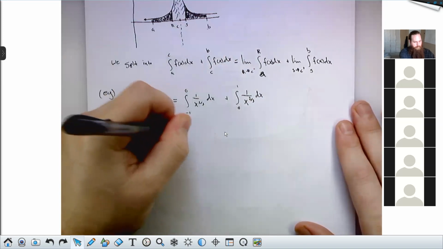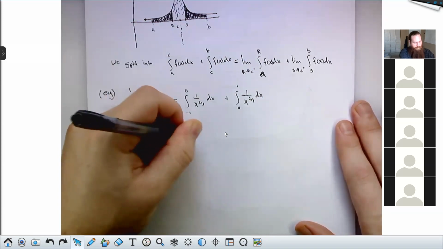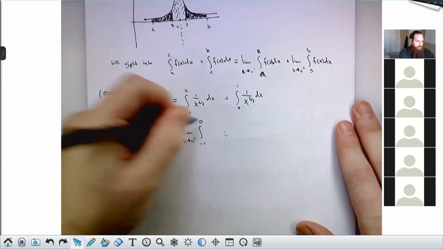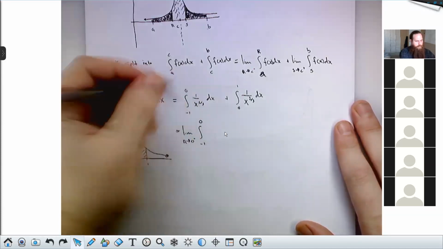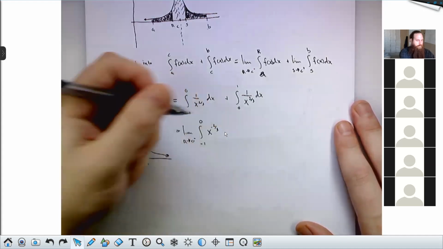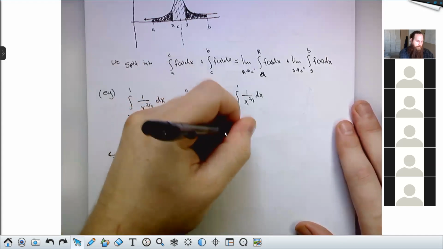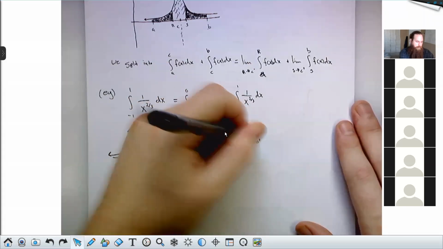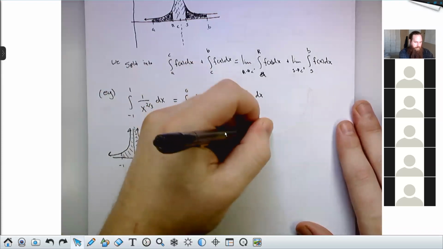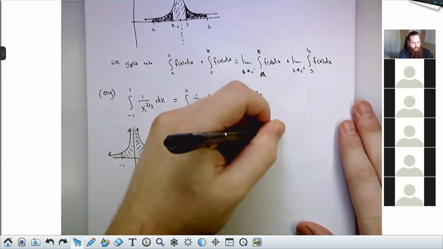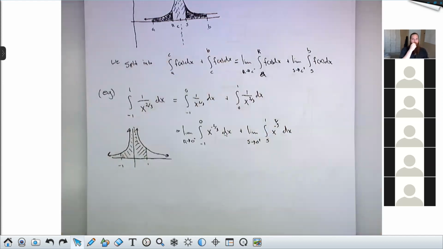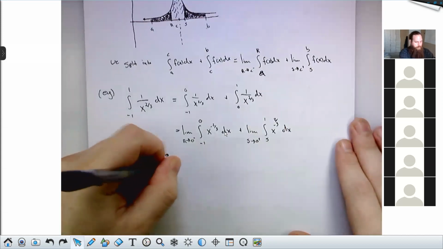This would be the limit as r goes to 0 from the left, integral -1 to 0, and then 1 over x to the 2/3, that's x to the -2/3, plus the limit as s goes to 0 from the right, integral s to 1, x to the -2/3 dx. And now each one of these I can apply the power rule to.